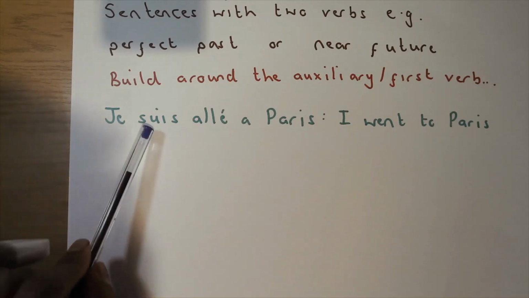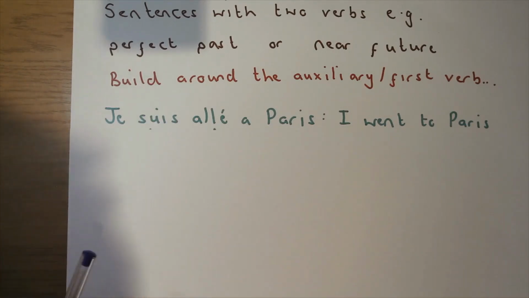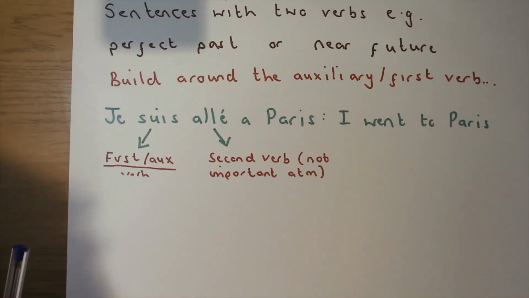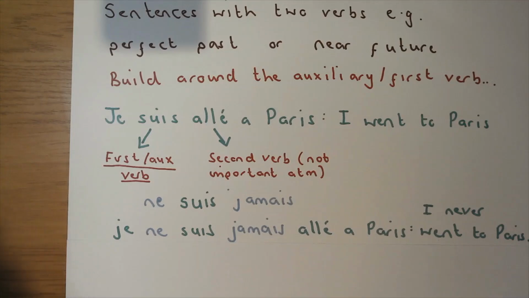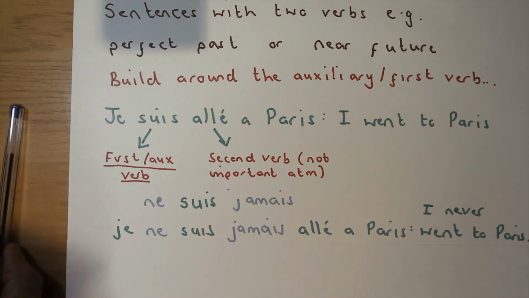I then build around that suis, which is the first verb, and it looks like ne suis jamais, and then I add my details around it, and it becomes je ne suis jamais allé à Paris, which is now I never went to Paris. With the near future, it's slightly simpler because you've only got one conjugated verb, and the second verb is in the infinitive form.